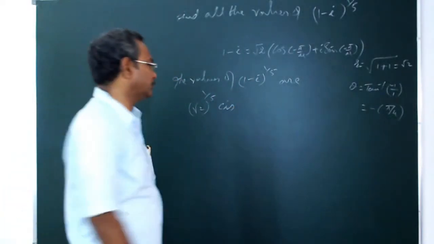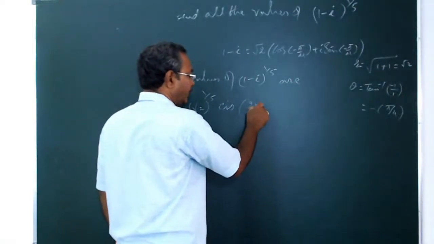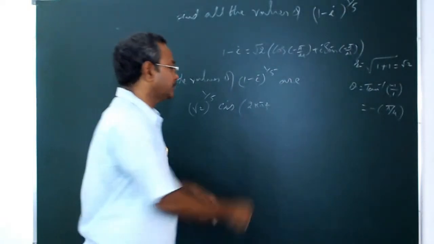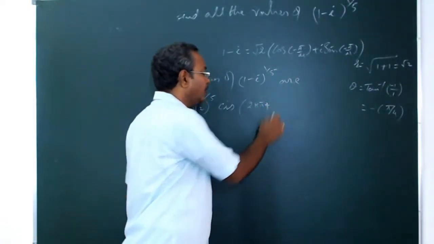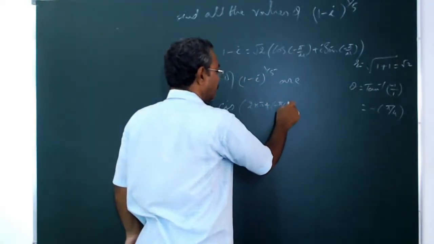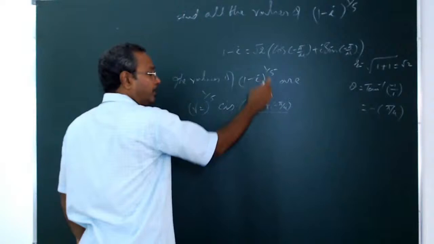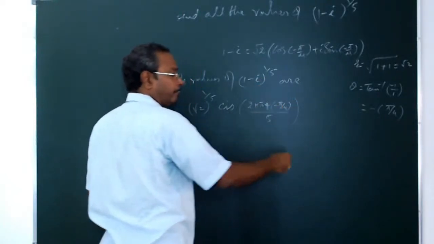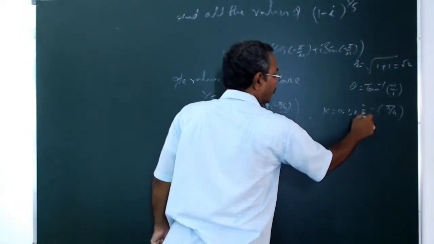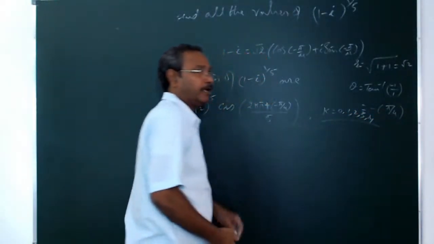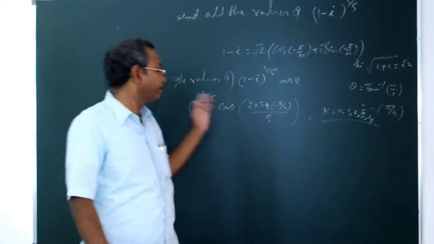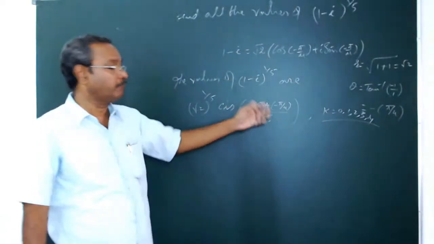What will be the amplitude? The amplitude is 2k pi plus theta. What is this theta here? That is minus pi by 4, all divided by our n, which is 5, where k can take the values 0, 1, 2, 3 and 4. You have 5 such values. So, these are the values of 1 minus i to the power of 1 by 5.